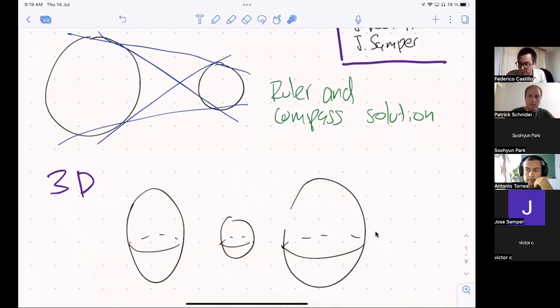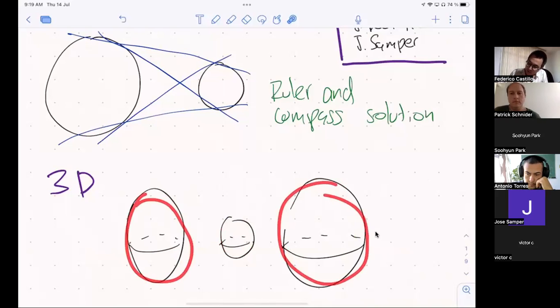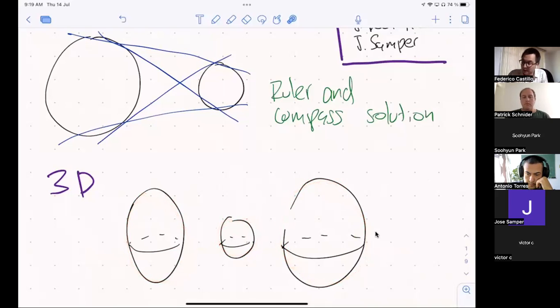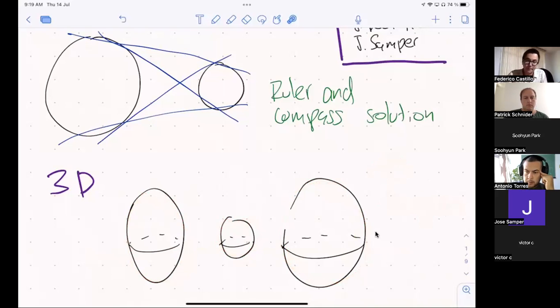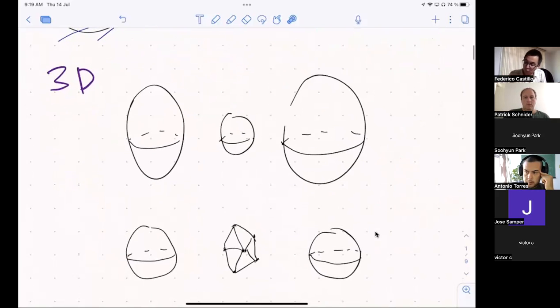So how many tangents do we have? Well, if you think about it, if these 2 guys have a larger radius than this one, there are no tangent lines, so 0 tangents, even though they are disjoint. Okay, that's kind of complicated. And let me show you another example.